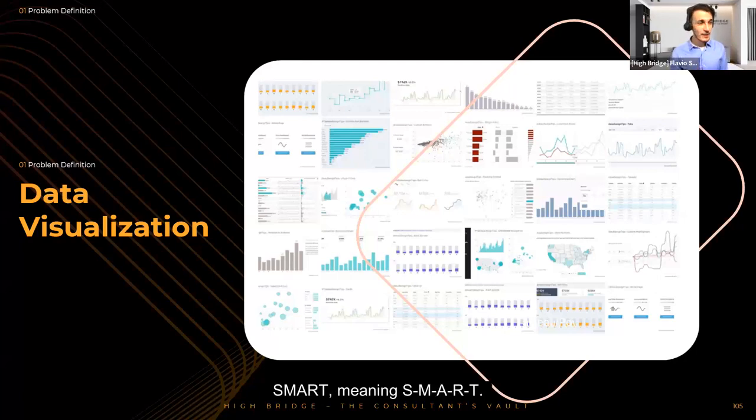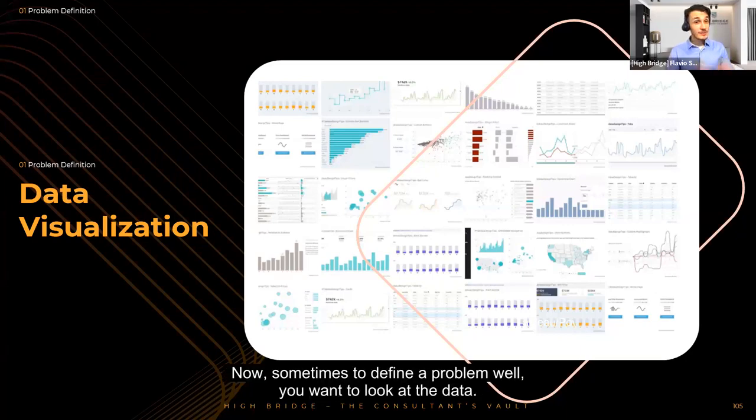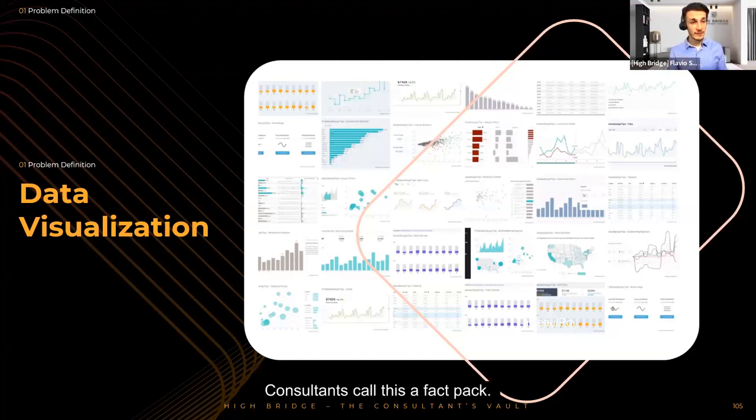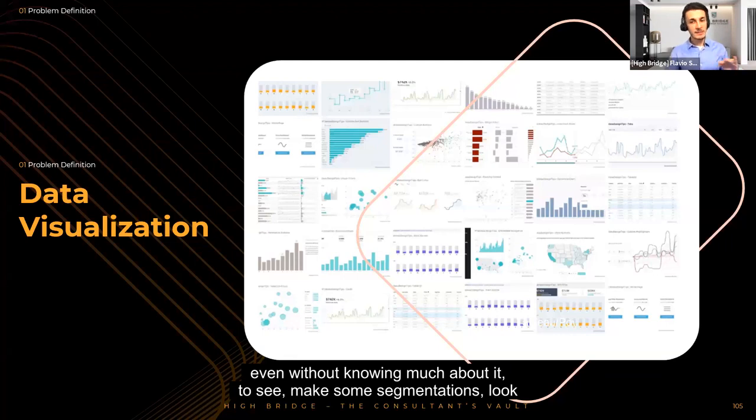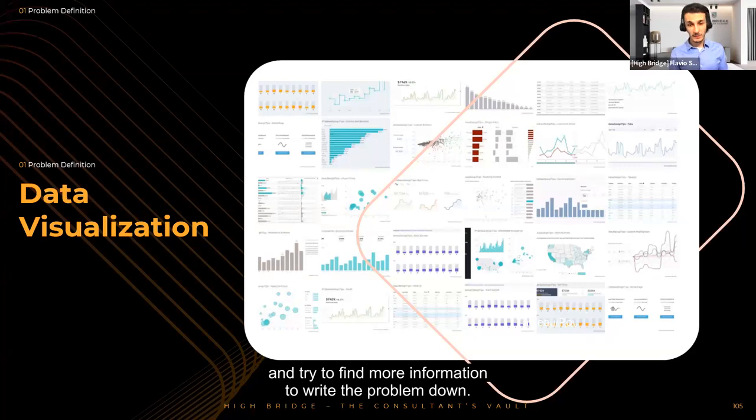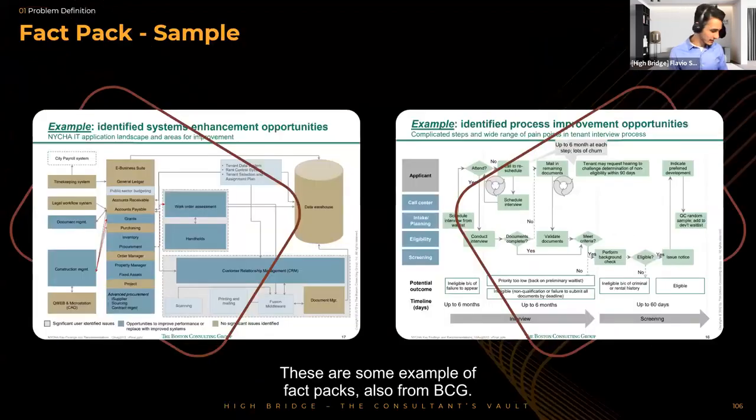Okay, now sometimes to define a problem well, you want to look at the data. So these are also important skills to have, like data visualization, right? Consultants call this a fact pack. Like you can take a look at the numbers or the data that you have, even without knowing much about it, to see, make some segmentations, look, and try to find more information to write the problem down, okay? But be careful, don't start making analysis. That's a trap, okay?